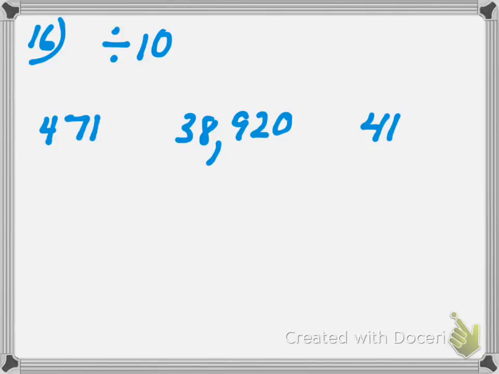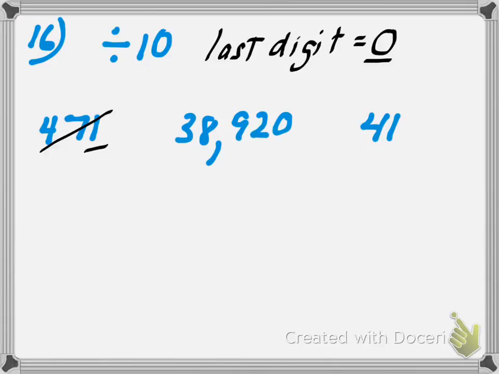For number 16, they want to know which of the following numbers is divisible by 10. To do divisibility by 10, we simply look at the last digit, and the last digit must be a 0 to be divisible by 10. So our first one ends with a 1, it's not divisible by 10. Our second one ends with a 0, therefore it is divisible by 10. Our third one also ends with a 1, so it's not divisible by 10.